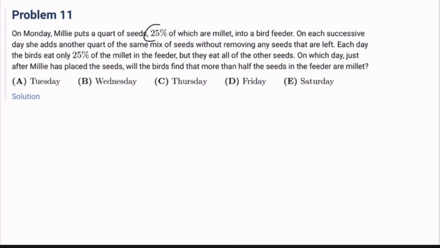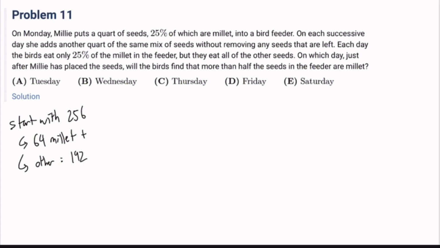Since we notice that there's a lot of 25%, there's going to be a lot of 1/4 and then 3/4. And so it will be best to set our initial value to a large power of 2. Let's start with 256, which is 2 to the 8th power. That means we add 64 millet every day, and there are going to be 192 other seeds.